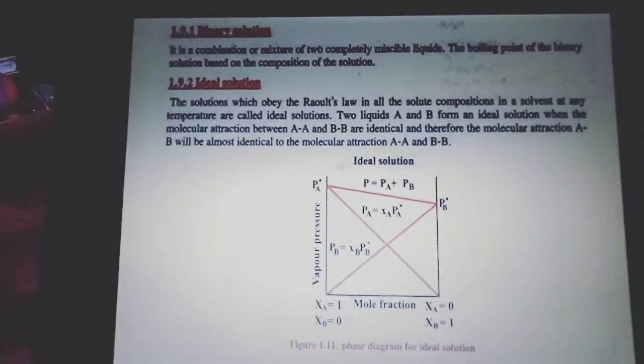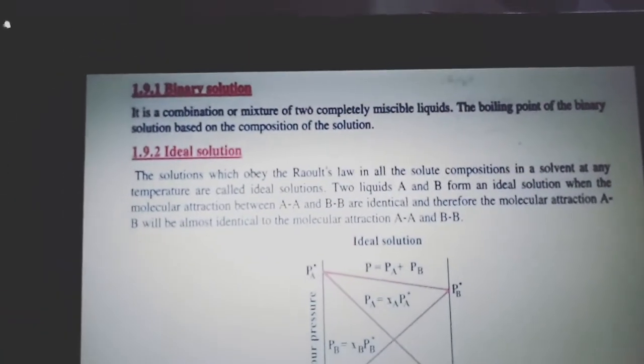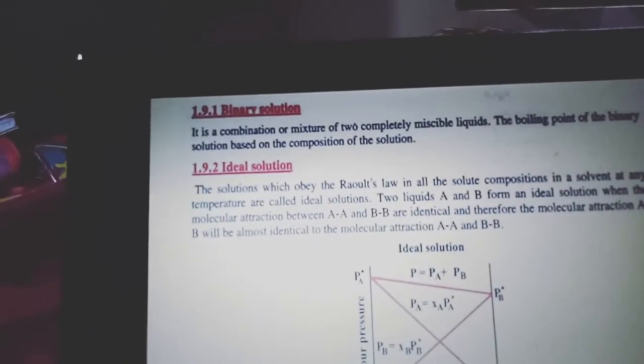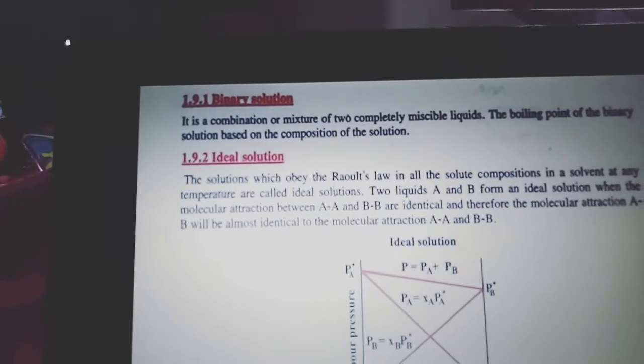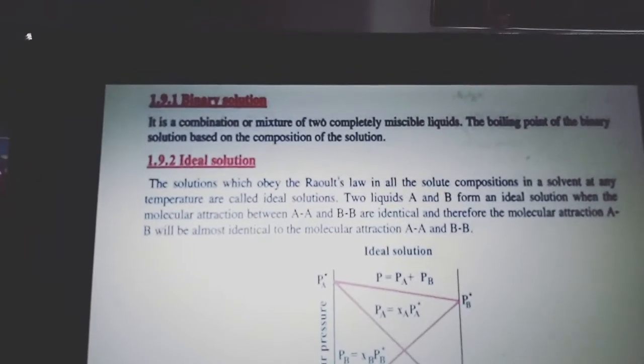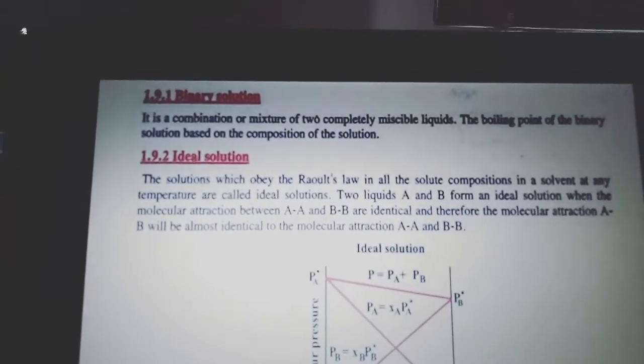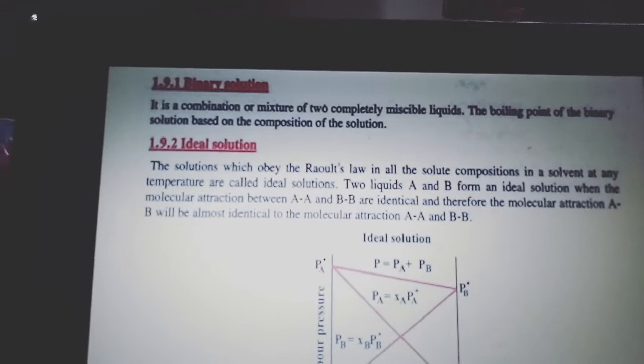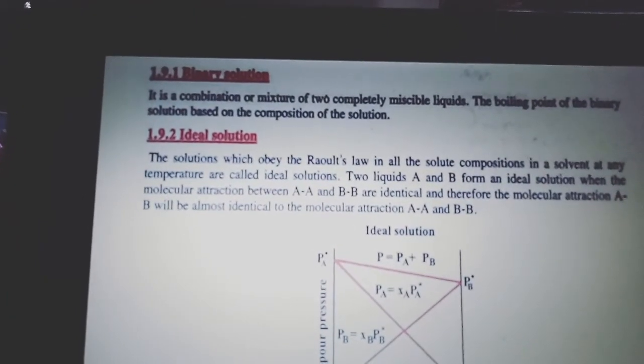First of all, we will discuss the binary solution. It is a combination or mixture of two completely miscible liquids. Binary solution is a combination of two completely miscible liquids. The boiling point of a binary solution is based on the composition of the solution.